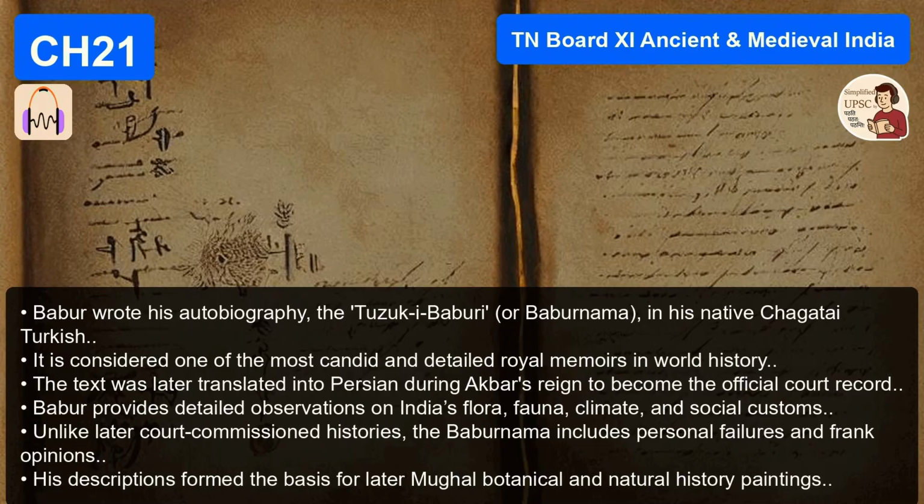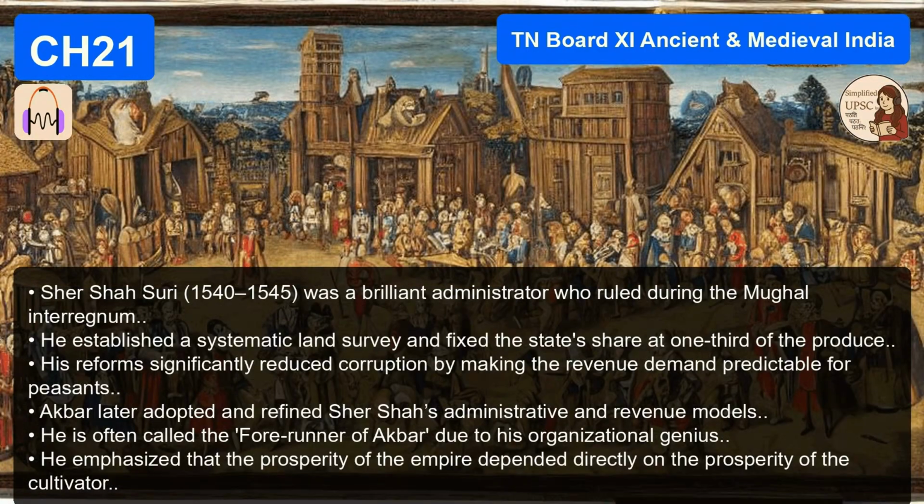Let's go point by point. First, land revenue. He didn't just have his officials guess how much a piece of land could produce. He introduced a systematic survey and measurement of land. He fixed the state's share at 1/3 of the average produce. Which brought predictability. Predictability for everyone. The peasant knew what he had to pay, and the state knew what it would receive. It cuts down on corruption. Okay, so land revenue. What's next?